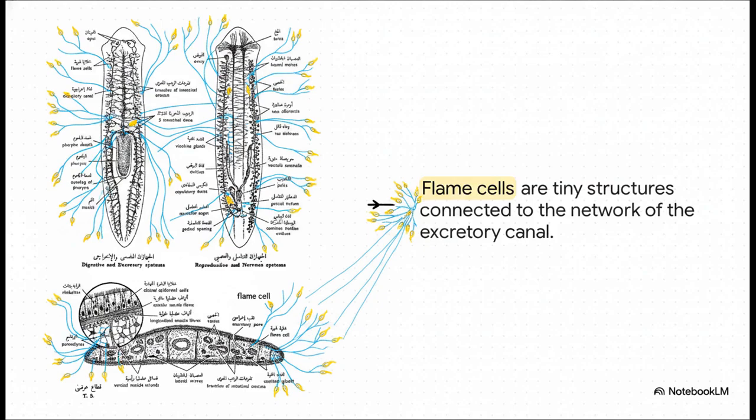Now, these are a bit harder to spot on the diagram. First, you need to see that network of tubes running along the body. That's the excretory canal. The flame cells are the tiny little structures connected to that network. They're small, but they're incredibly important.